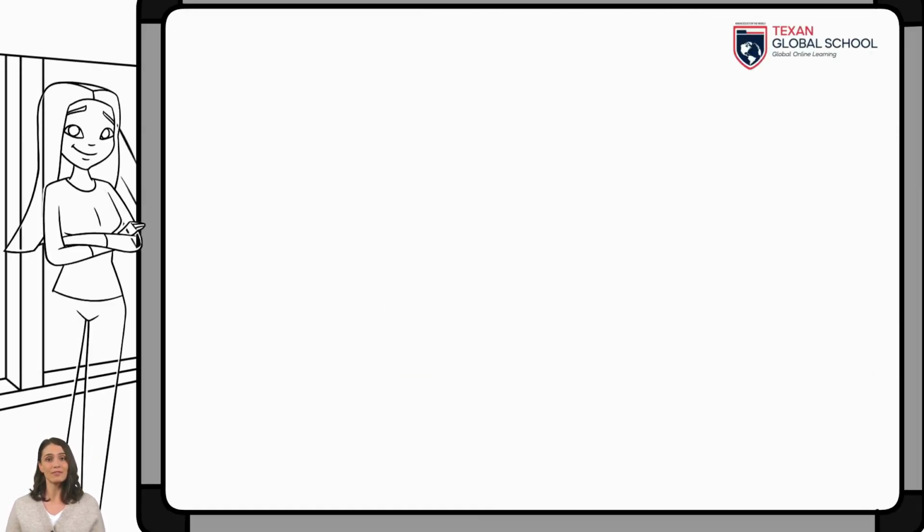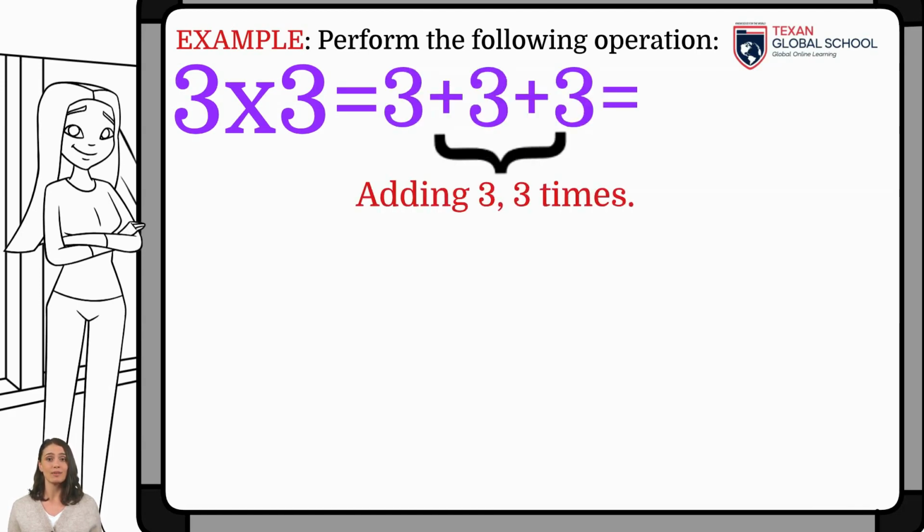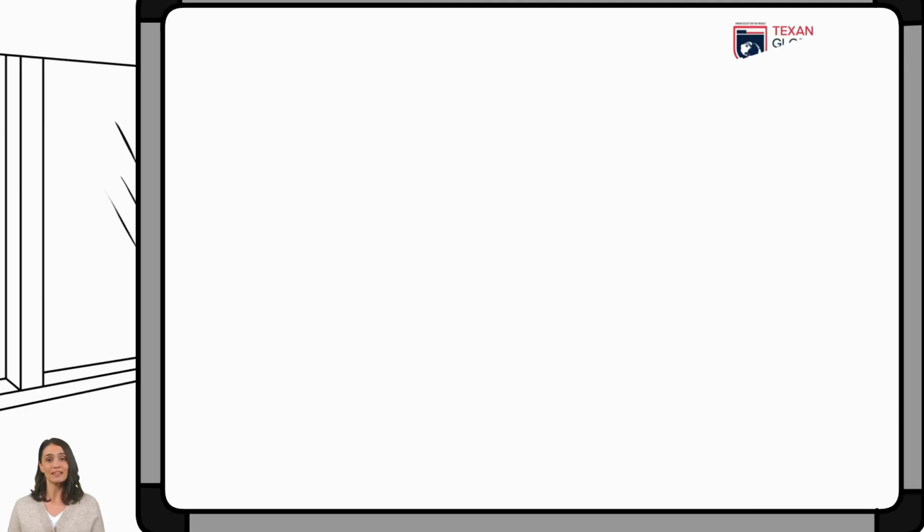Now, multiply 3 by 3. So we add 3 3 times. Therefore, 3 times 3 is 9. The model represents 3 rows by 3 columns. So we have 9 units. Hence, we conclude that 3 times 3 is 9.